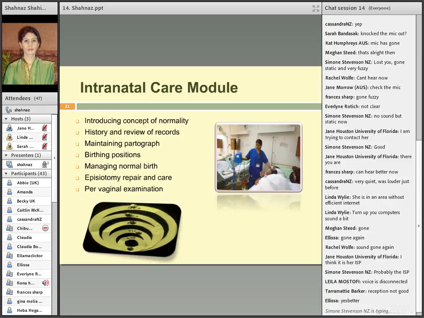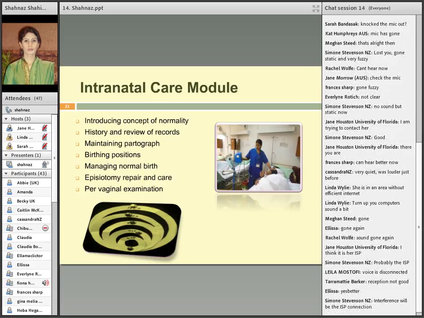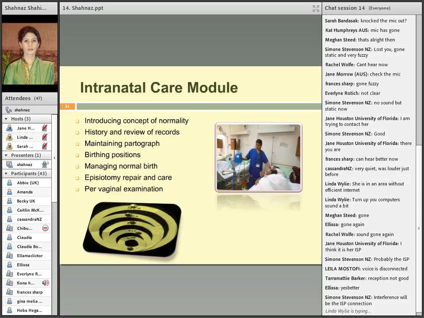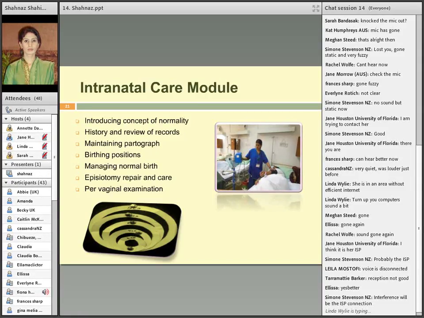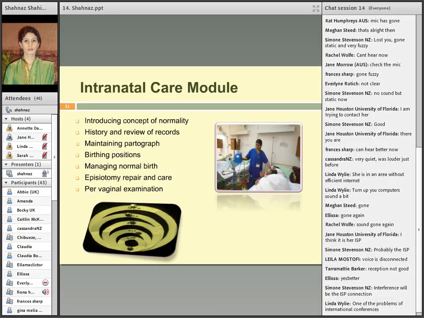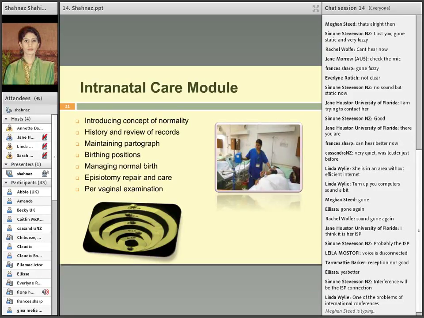So I was discussing the intranatal care module. In this, we discussed the concept of normality. And as I discussed, pregnancy is seen as a disease in our context most of the time, and the healthcare professionals are mostly getting panic attacks when the woman is going to deliver. So retaining the normality of the physiological process is very critical. We talk to the students about history taking, review of the records, and maintaining the partograph. That is very critical, since they are in an area where there are no nearby transport services or any other facility, so they should be able to take part in that. If an emergency occurs, the midwife should be able to understand, travel, and transport that woman.